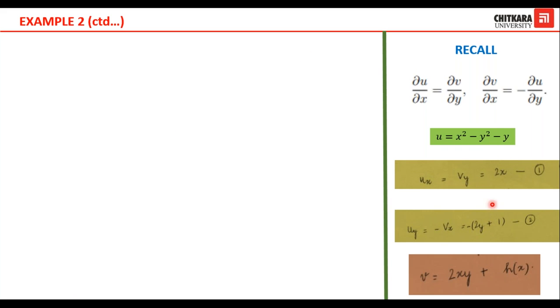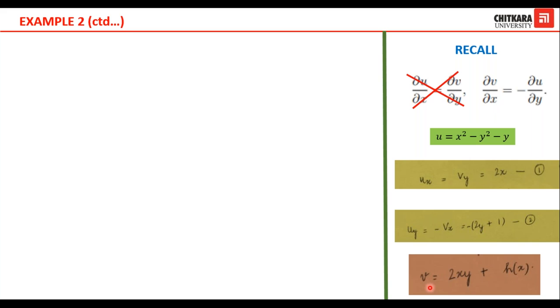So these are just the last slides. I just copied it here so that you can refer to it easily. So you can see that I have already used up the first Cauchy-Riemann equation, so I cannot use it any longer. So now let us pick up the second one, right? So this was my last step. To use the second Cauchy-Riemann equation, I have to write the value of ∂v/∂x.